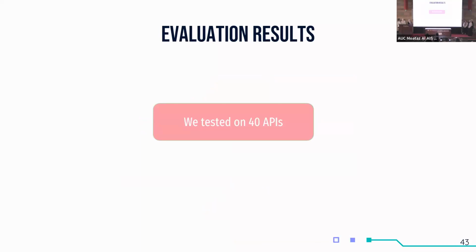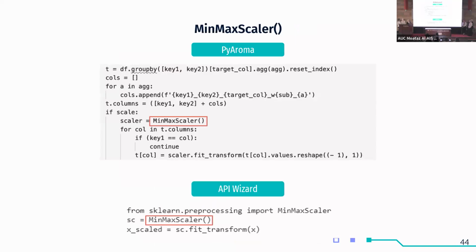Then we tested on different APIs, to include frequently and not frequently used APIs from the libraries that Menna mentioned earlier. We ended up testing on 40 APIs. And here is an example for one of the APIs we tested on, which is min-max scaler.